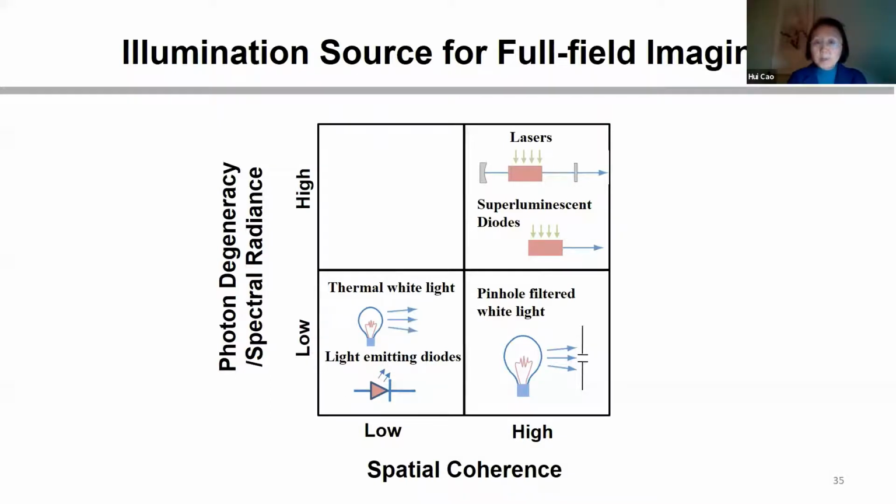Lasers and superluminescent diodes, on the other hand, can have very high power. That's great. But they have good coherence, so they have this coherent artifact, like speckle noise. So what we really want is something as bright as a laser, but with low coherence like a lamp, so that we have both the brightness and the low coherence to avoid the coherent artifact. So the question is, how can we do that?